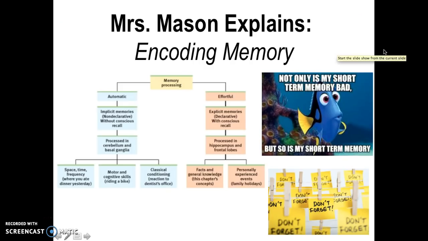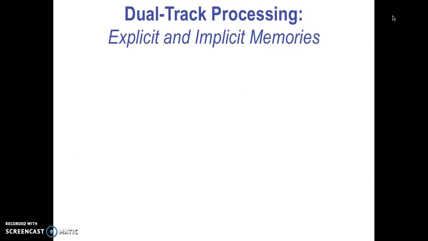All right, this is Miss Mason Explains Encoding Memory. So last time we were together, we did an introduction to memory. And today we're going to be talking about how do we encode our memory. All right. So there are two types of memories. We have implicit memory and we have explicit memory.